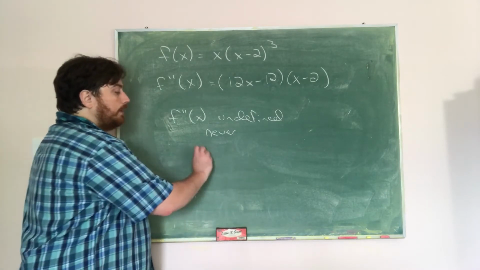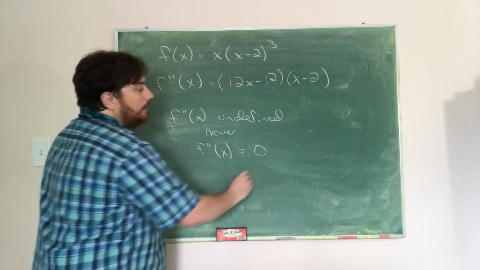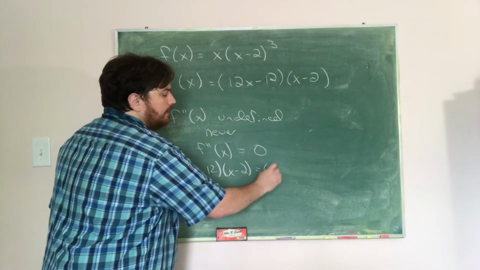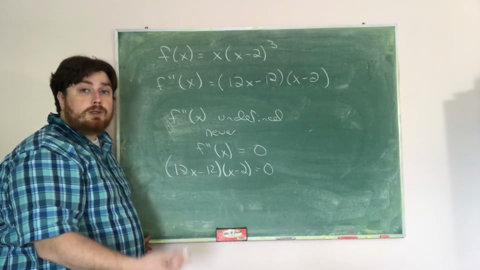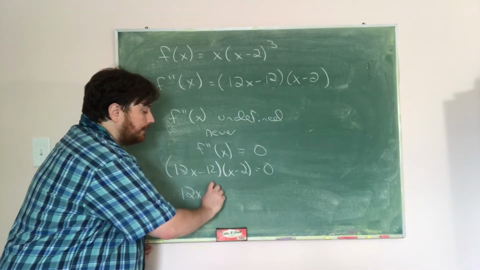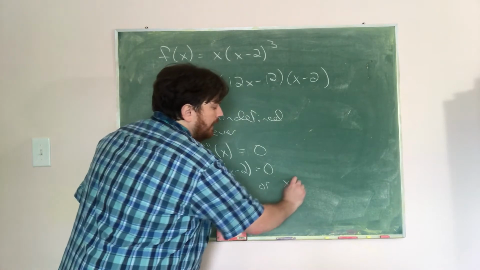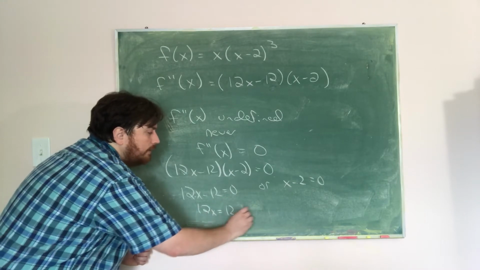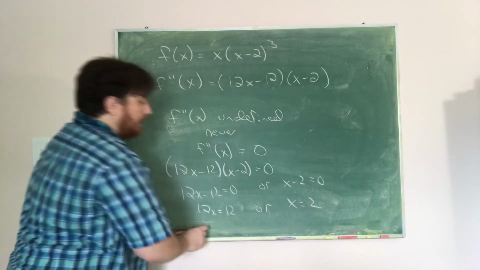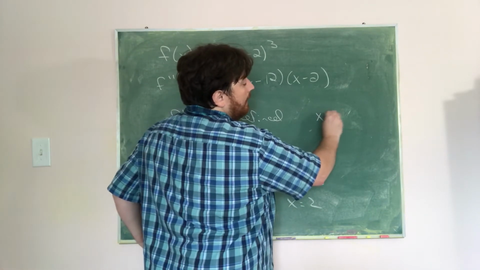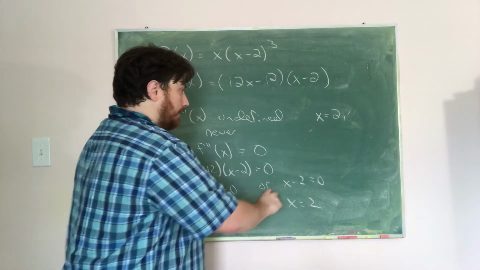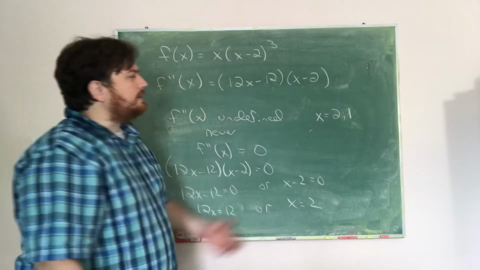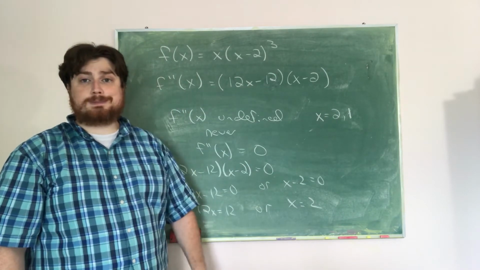On the other hand, we do have to worry about when is the second derivative equal to 0, and that happens if 12(x minus 1) times (x minus 2) is 0. And so a product is 0 if one of the terms is 0. So that is 12(x minus 1) is 0, or x minus 2 is 0. So that gives us that x is 1, or x is 2. And so my second derivative is 0 at the points x equals 2 and 1.